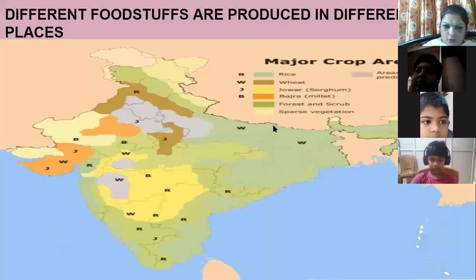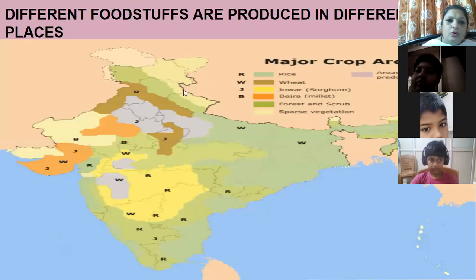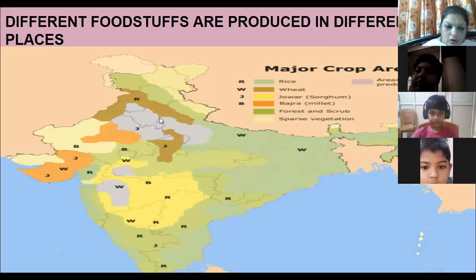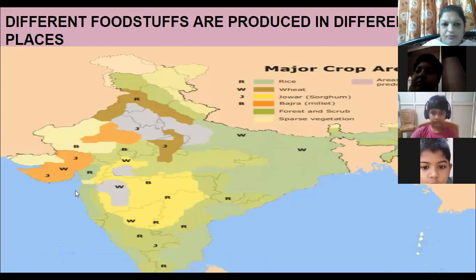Different crops are grown in different places. For example, if you are in the north, which crop production is more? Wheat crop production is more. So in the north, wheat crop production is more, and in the south, rice production is more, or in the coastal areas also.